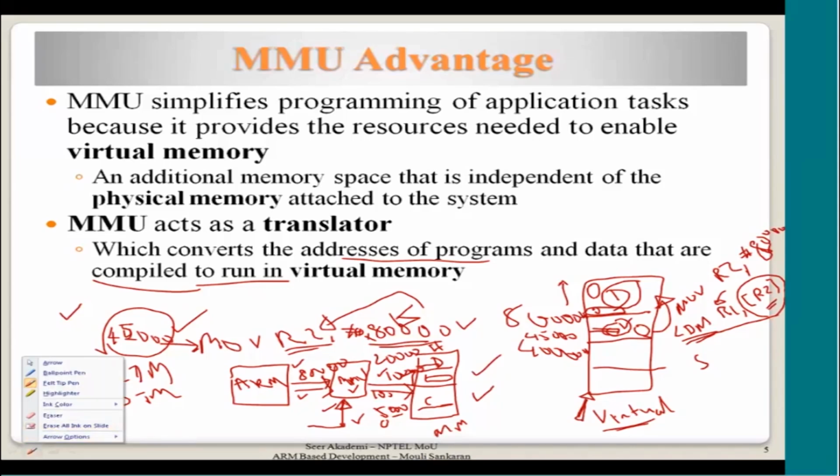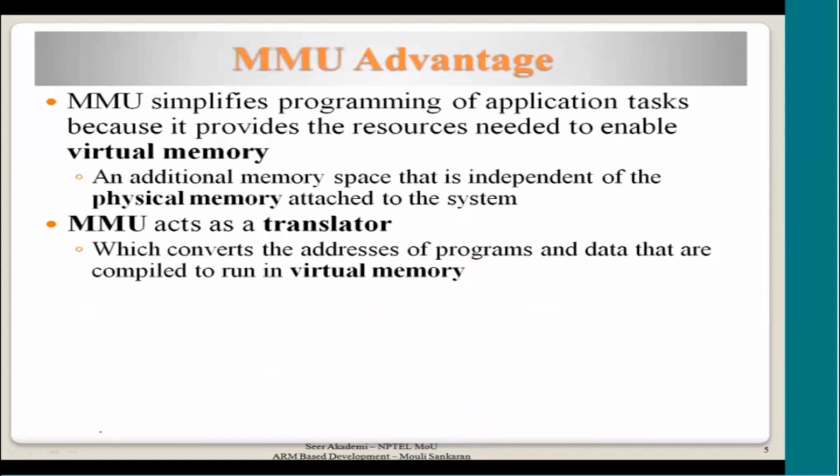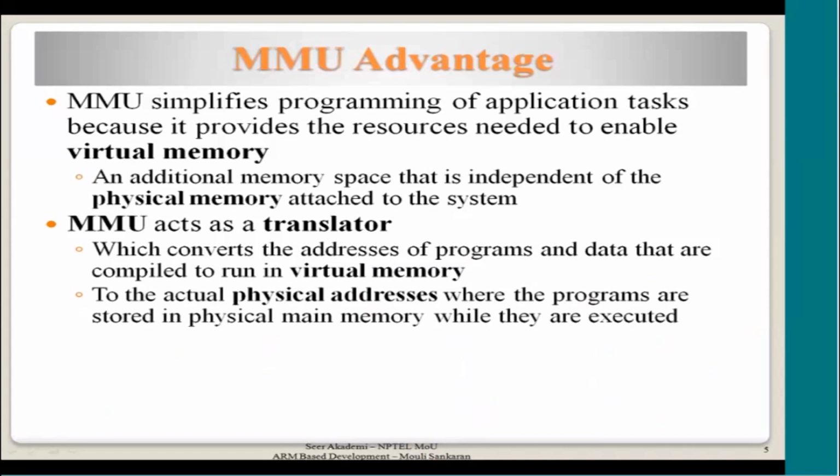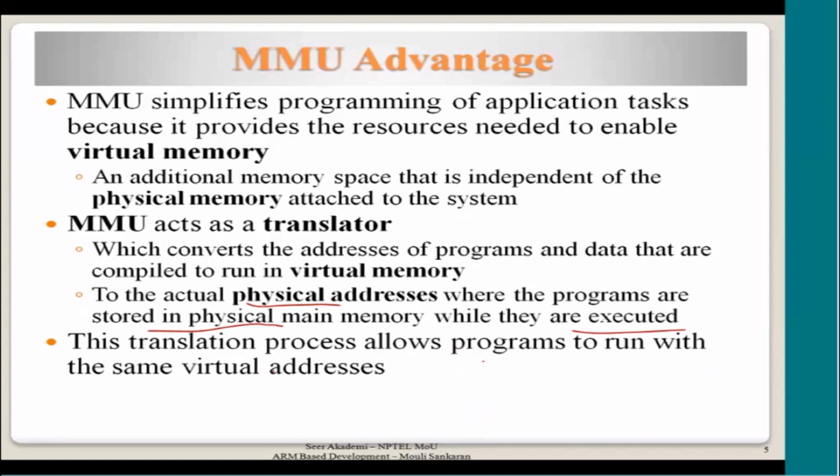So you should understand this particular translation. The MMU translates to the actual physical addresses where the programs are stored in physical memory while they are executed. This translation process allows programs to run with the same virtual address. So still, when the processor generates the addresses for accessing the code or the data, it generates the original virtual address the programmer thought.